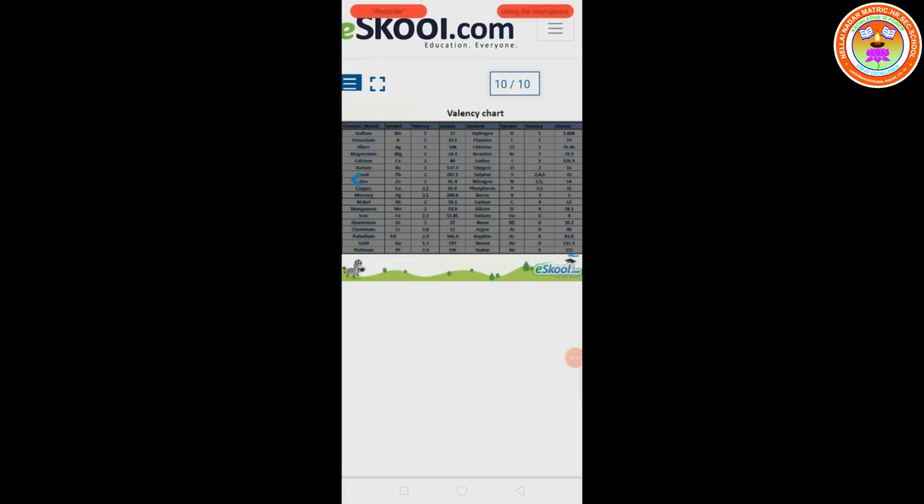Helium, neon, argon, krypton, xenon, radon. These are inert gases. The valency is 0 because the outermost shell is already completely filled with 8 electrons.